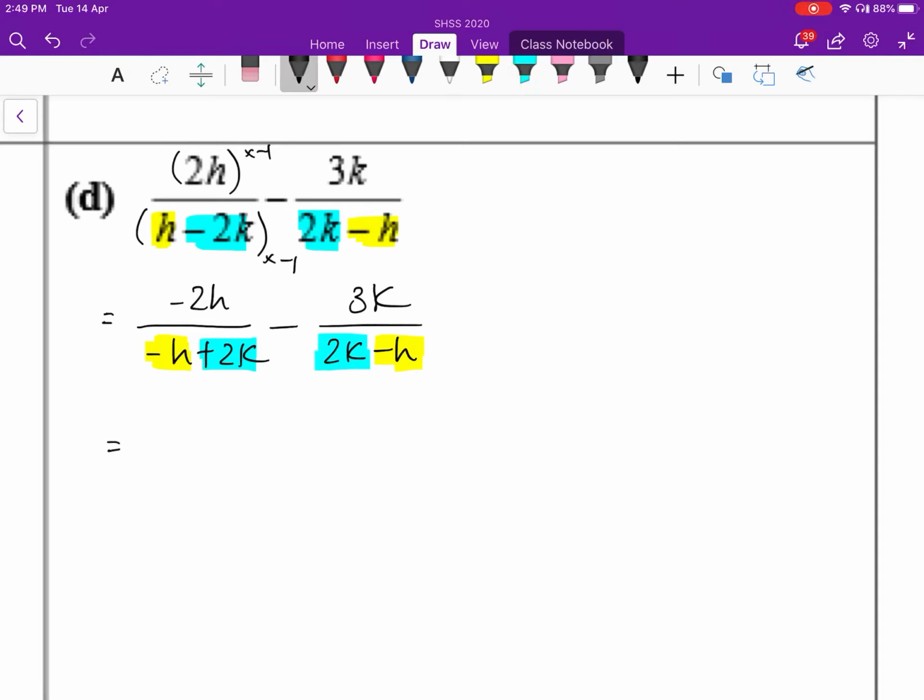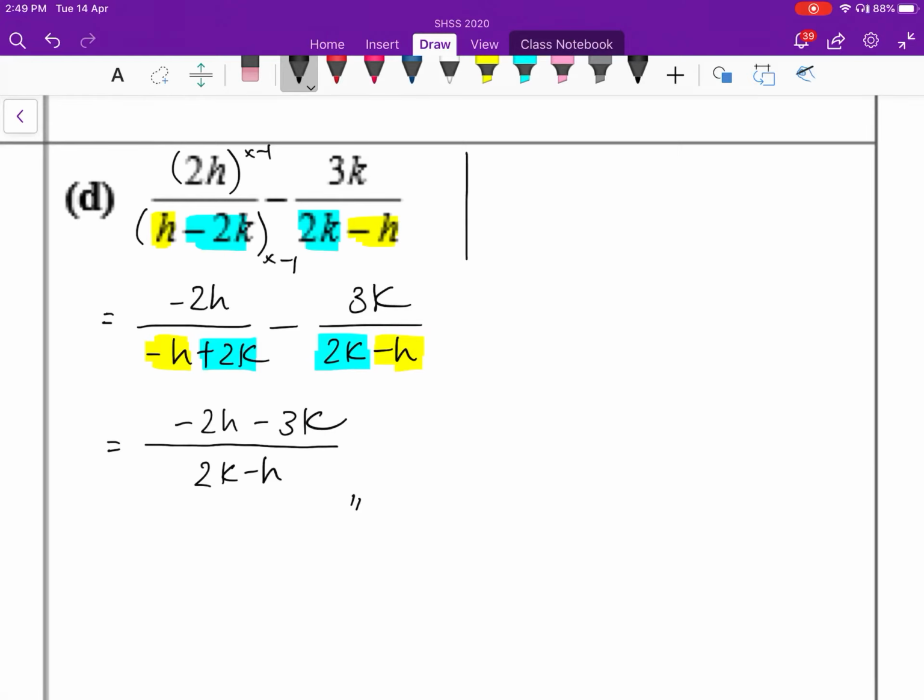They are the same. So now, I can join the fractions together. It doesn't matter if you write minus h plus 2k or 2k minus h. They are the same. And the numerator is just minus 2h minus 3k. And that's it. Finished. I'm done.